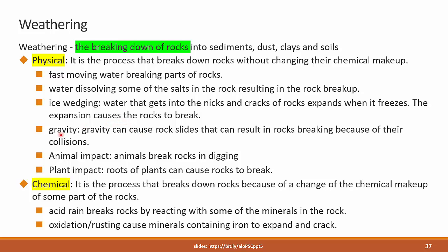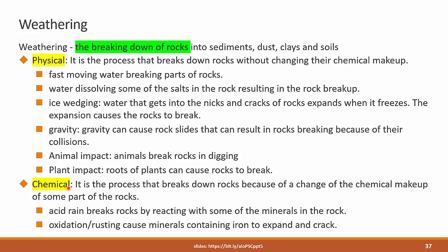Other than water, gravity can contribute to weathering in landslides, essentially when rocks slide and fall on other rocks, breaking them in the process. Animals can contribute to physical weathering by breaking rocks, for example, in digging. Plants also contribute to physical weathering by breaking rocks as the roots of the plant expand.